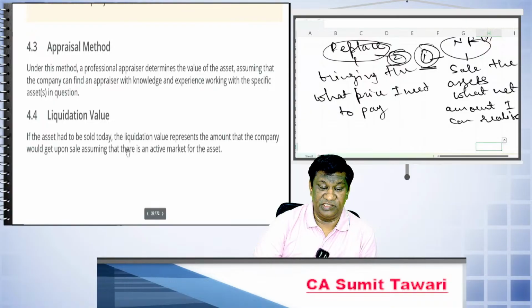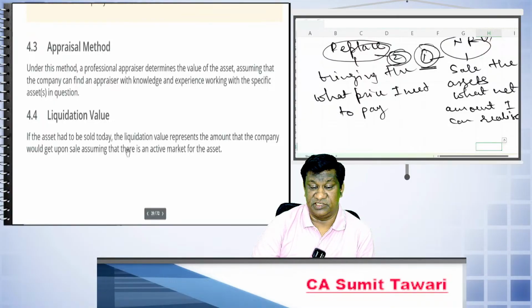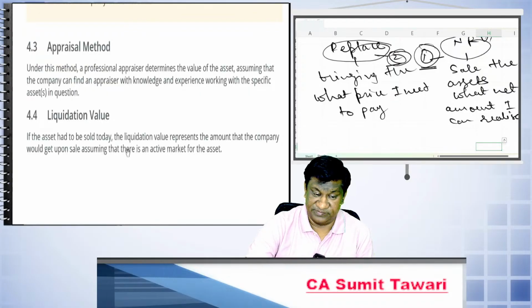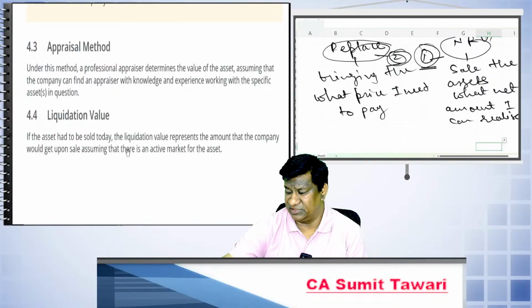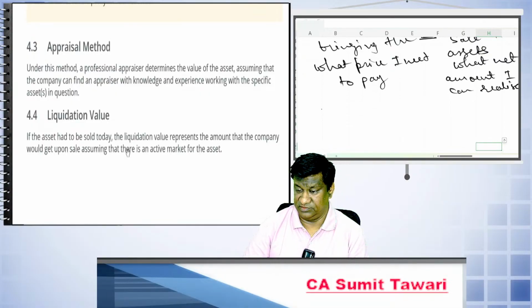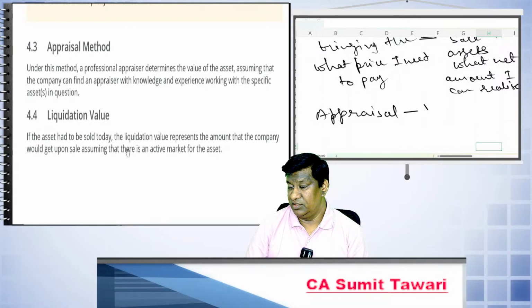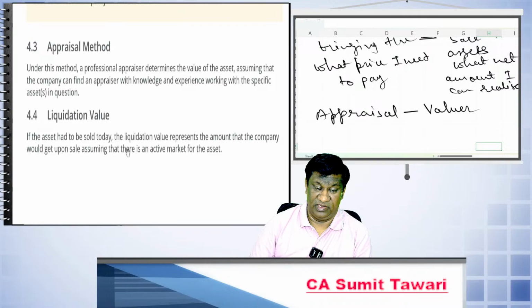Appraisal method. Under this method, a professional appraiser determines the value of the asset, assuming that the company can find an appraiser with the knowledge and experience working with the specific asset in question. So appraiser means valuer, who gives the valuation. There are so many government approved or particularly licensed valuers. So they give the value.